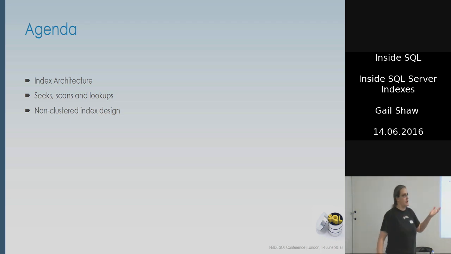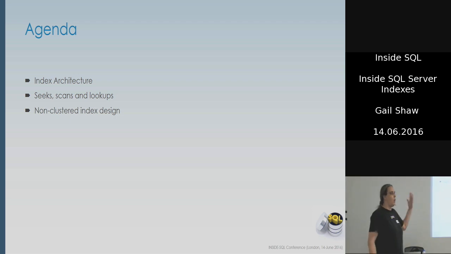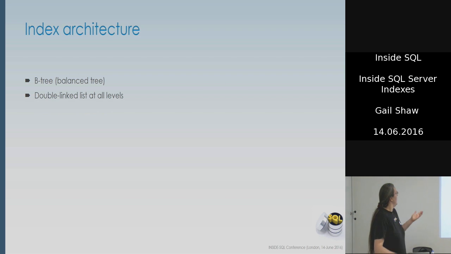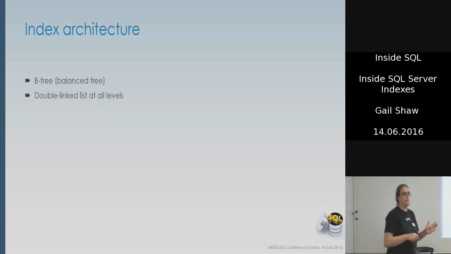Once we've looked at the index architecture, we're going to see how those are used for seeks and scans. I haven't actually got a slide on lookups specifically, but we'll talk about lookups when we get to that point. And then once we've got all of that, we can actually look at how you design indexes. So let's start with index architecture. B-tree. It's a balanced tree.